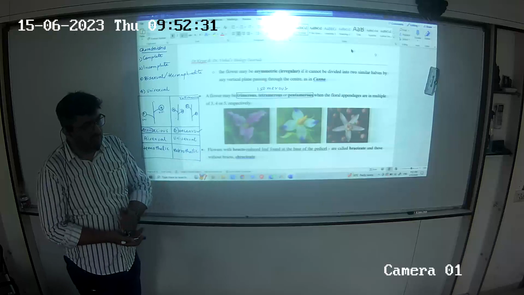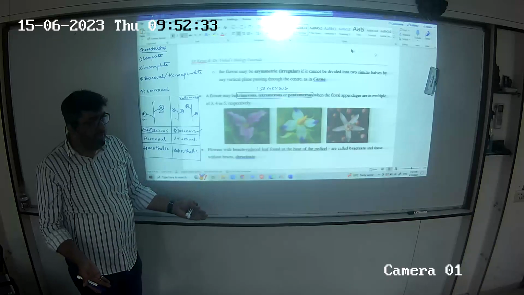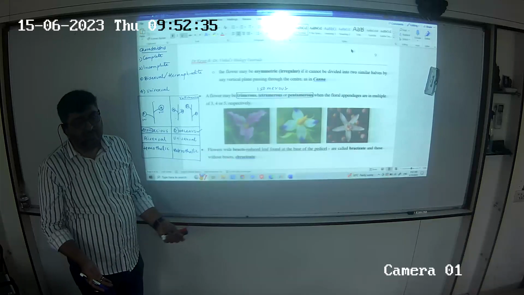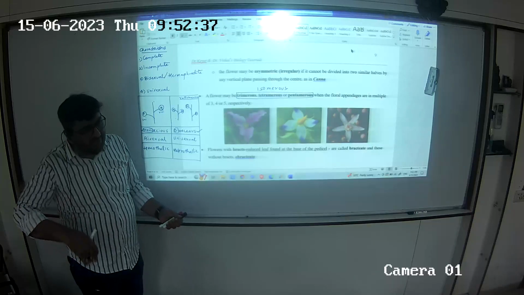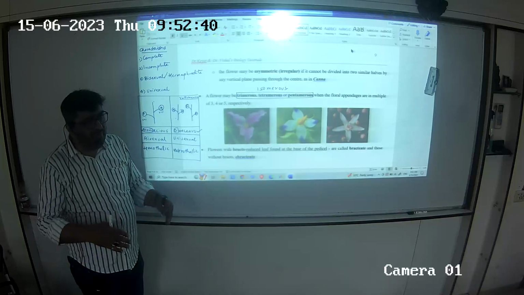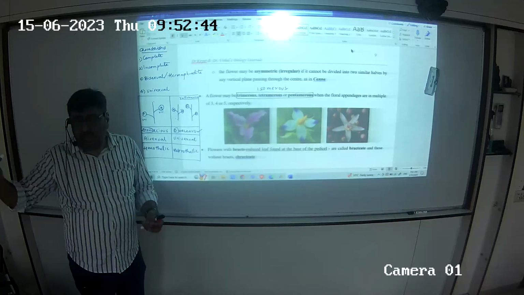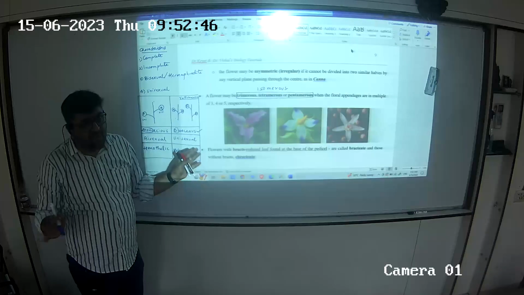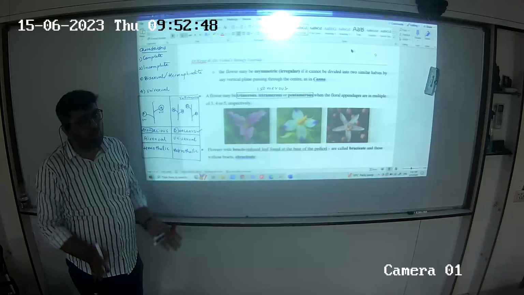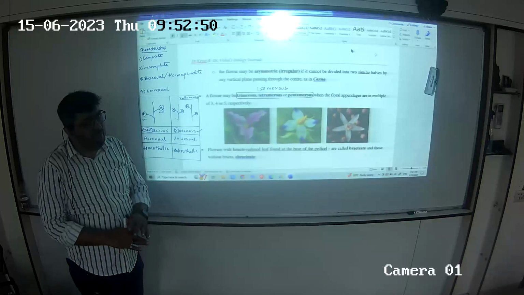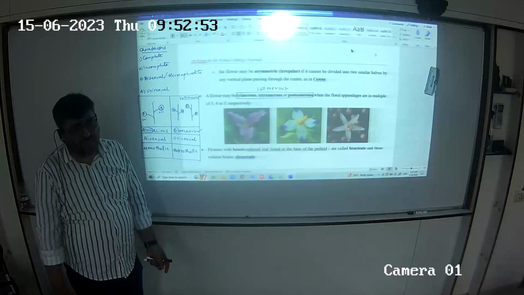Okay. And the opposite condition would be heteromerous. Meaning the number of whorls would be different. So 3 sepals, 4 petals, 5 stamens, 6 carpels, exact, right? So if everything is different, what will it become? It will be heteromerous. And if everything is the same, what will it become? It will be isomerous.